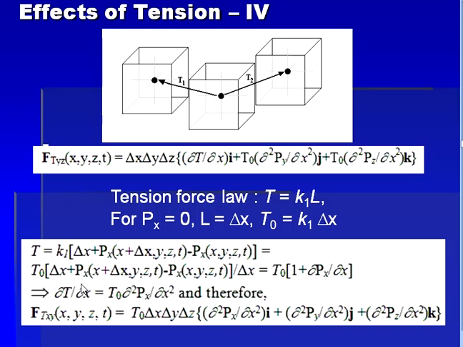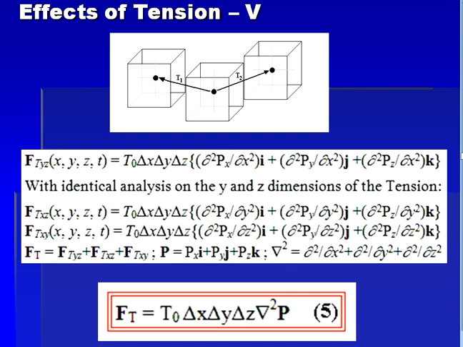And therefore, plugging this result into the equation that we achieved on the previous slide gives us the final force equation for the tension that exists on cubes on the YZ faces as T0 times delta x, delta y, delta z times a sum of the second derivatives with respect to x of P sub x, P sub y, and P sub z in the direction of P sub x, P sub y, and P sub z.